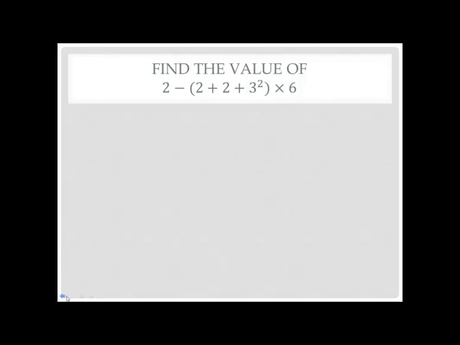Okay, let's try this one. I'm going to start inside the parentheses, use my operations in there first until I get it down to one number. So I would have to start with the exponents there. And 3 squared is 3 times 3, or 9. Okay, still working inside the parentheses. I can add those numbers together. 2 plus 2 is 4, plus 9 is 13.